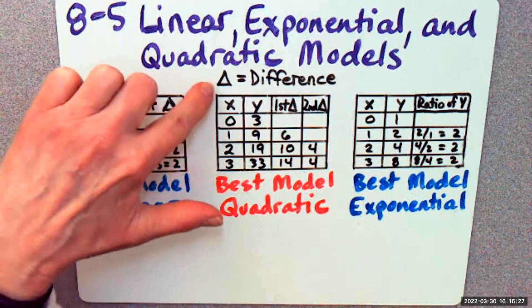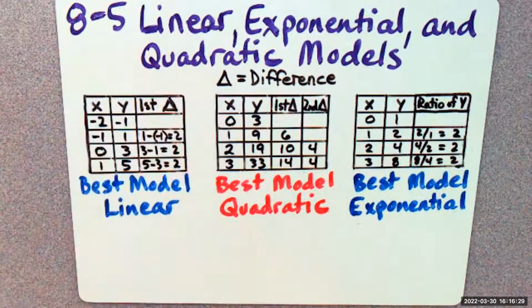We are going to talk about 8.5 linear, exponential, and quadratic models. Delta is going to be my symbol for difference. That's what you'll see when you do calculus. It's a very nice abbreviation for the word difference.